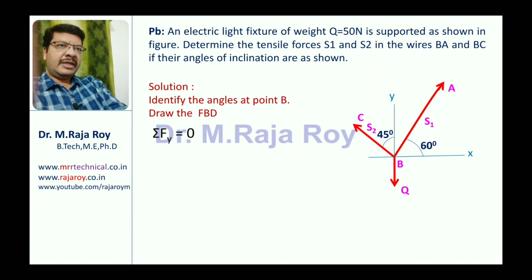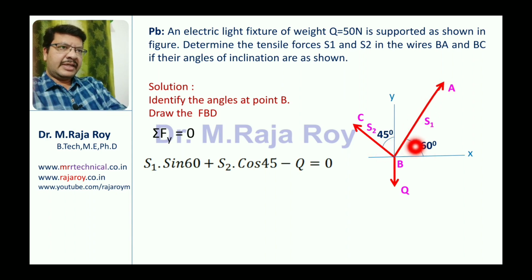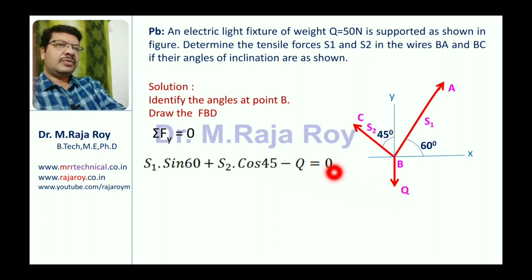Now take sigma Fy. So that means we have to take the forces in y direction. That is equal to S1 sin 60, that is upwards positive, S1 sin 60. This S2 is making 45 degrees with respect to y axis. That's why S2 cos 45 will be along positive y. This Q is acting along the y direction, but in the downward direction means negative y. That's why minus Q equal to 0.